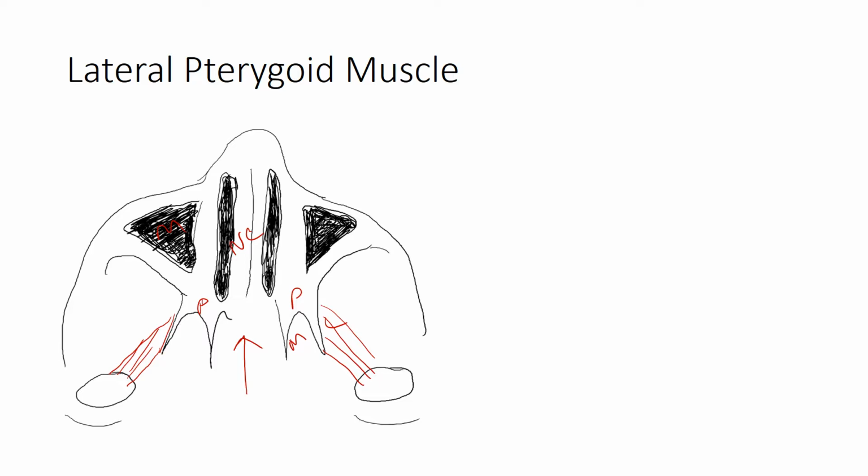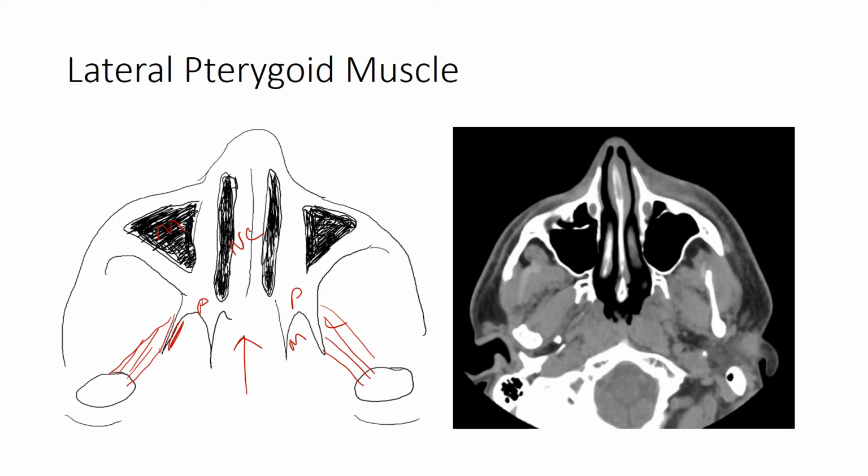Just so you know as well, the medial pterygoid attaches on the medial aspect of the lateral pterygoid plate, but heads down towards the mandible. So let's see if I can show you. All right, so here we have a CT section similar to the diagram, and again you have the lateral pterygoid plate, and on the lateral aspect of the lateral pterygoid plate you have this muscle, the lateral pterygoid muscle, that's inserting onto the condyle.